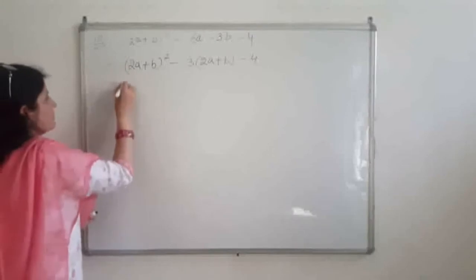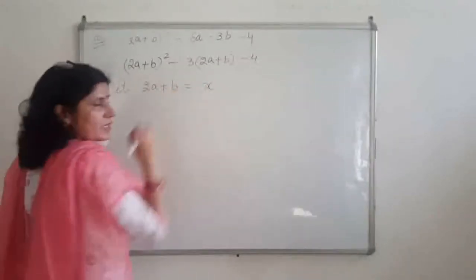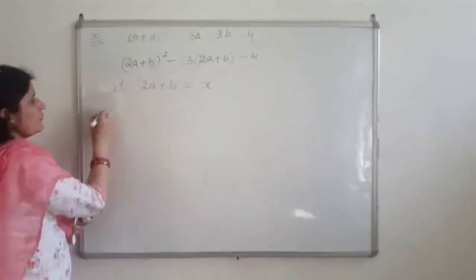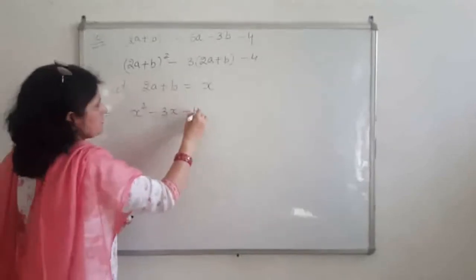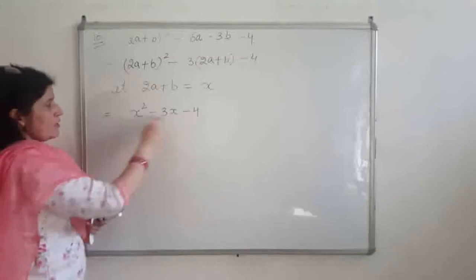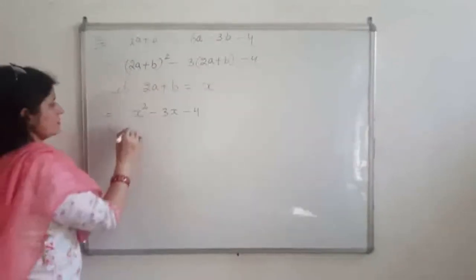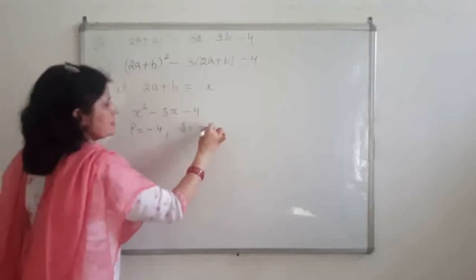So let 2a plus b equal x. So we substitute here, what will we get? x square minus 3x minus 4. So it is the same as the previous question. Now the product of these two terms is minus 4, the sum is minus 3.